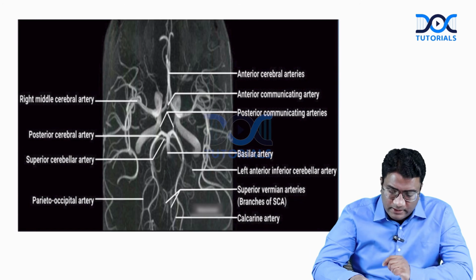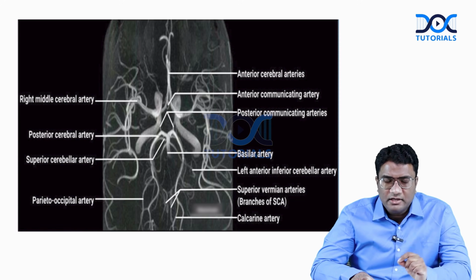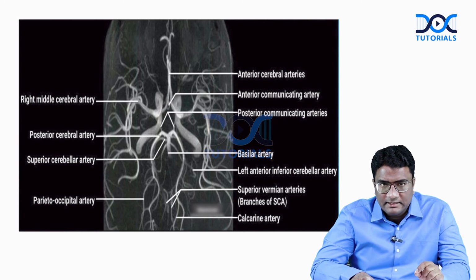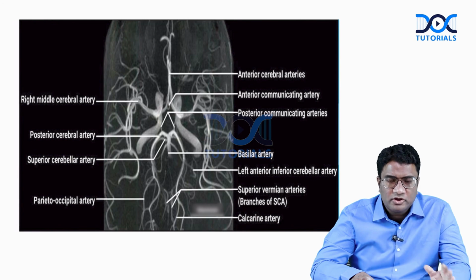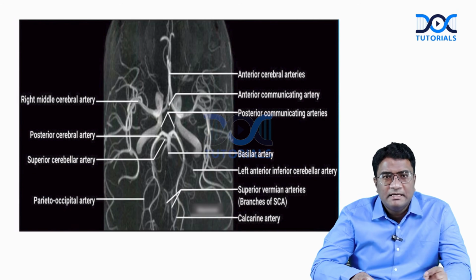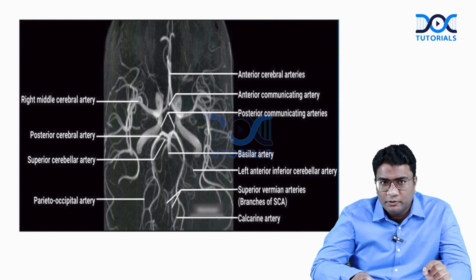Here I have shown you a labeled image to understand the vessels once again: the basilar artery, the posterior cerebral artery, the internal carotid artery dividing into anterior cerebral and middle cerebral. The middle cerebral passes in the sylvian fissure and branches out on the superior lateral surface of the brain. The artery joining the two anterior cerebral arteries is the anterior communicating artery. The posterior communicating artery comes from the internal carotid artery and joins it to the posterior cerebral artery.